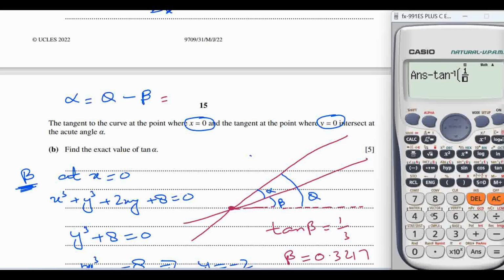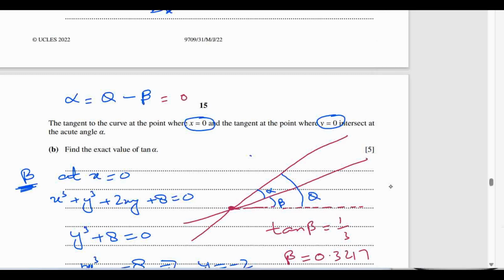1/3, bracket close, this will be equals to 0.927, let's take 0.928. So this will be the final answer.